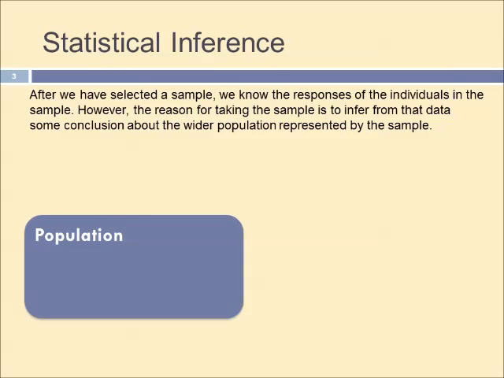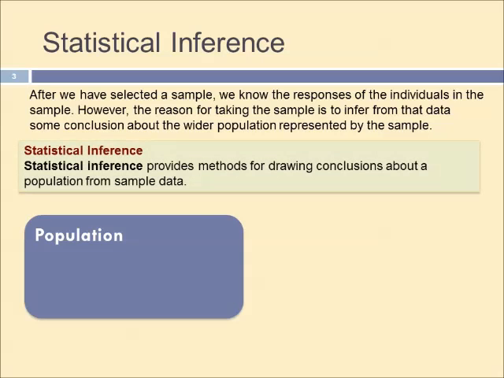Now, after we have selected a sample, we know everything we need to know about the particular sample. But the reason for taking a sample is to infer from that data some conclusion about the wider population that's being represented by the sample. Statistical inference provides methods for drawing conclusions about a population from sample data.